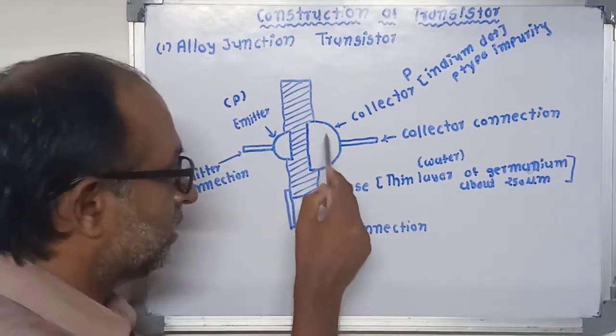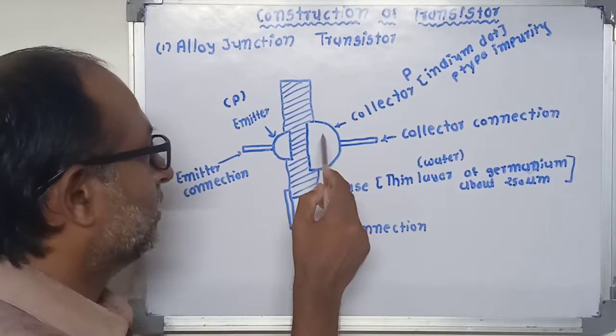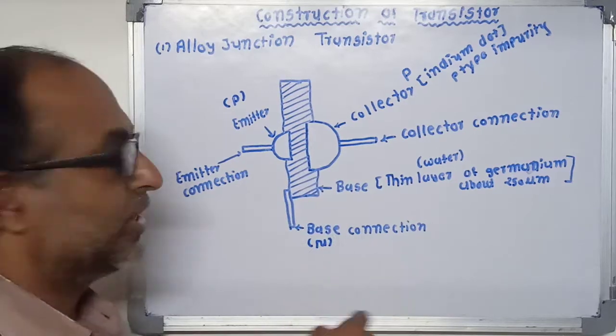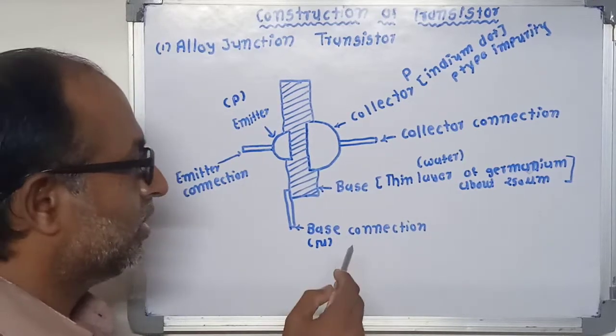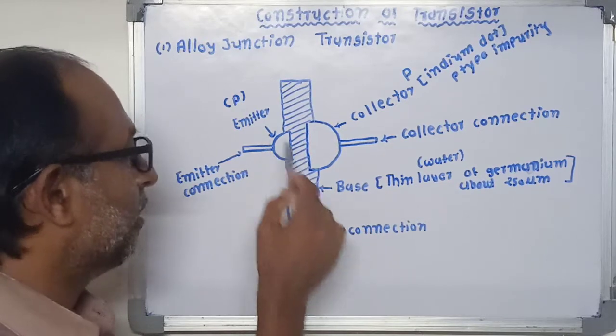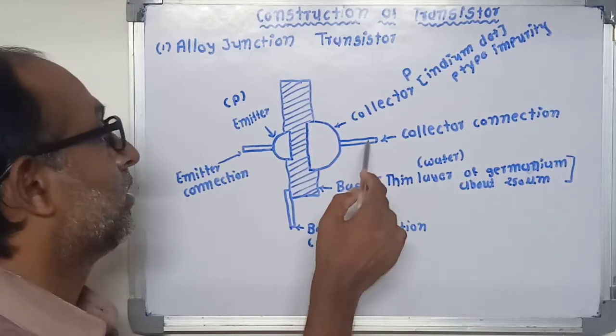The collector region is greater than the region of the emitter. So the terminals are taken out from each layer. That means emitter, base and collector.